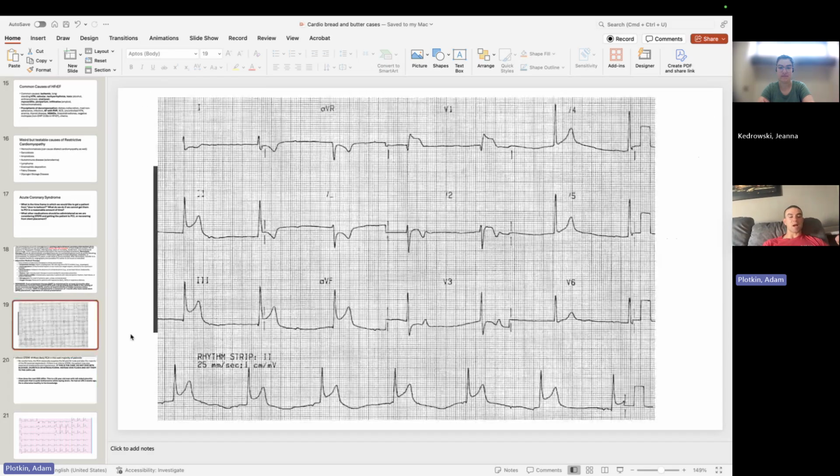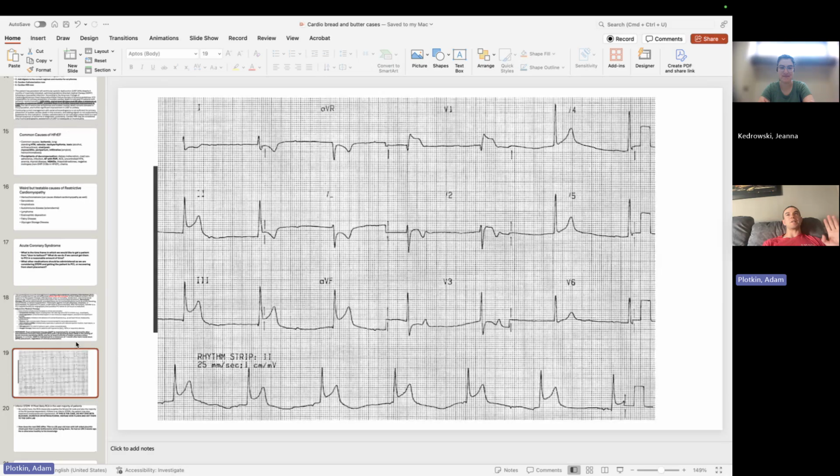So I picked this one for a reason though, because what else? Without me going to the slide, what else do you know about inferior STEMIs? What else should we look out for? Okay, the inferior wall is where the electrical conductivity is. So what might you see in this patient? Probably more likely to have cardiac arrest. Yeah, you hit it on the head.